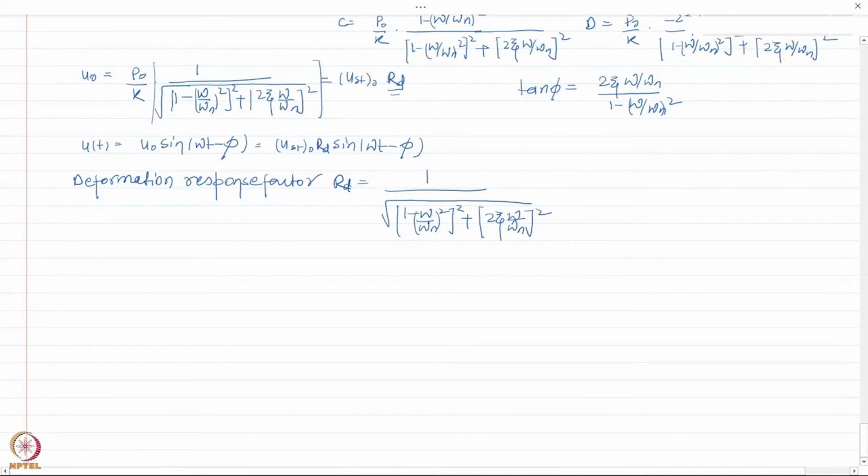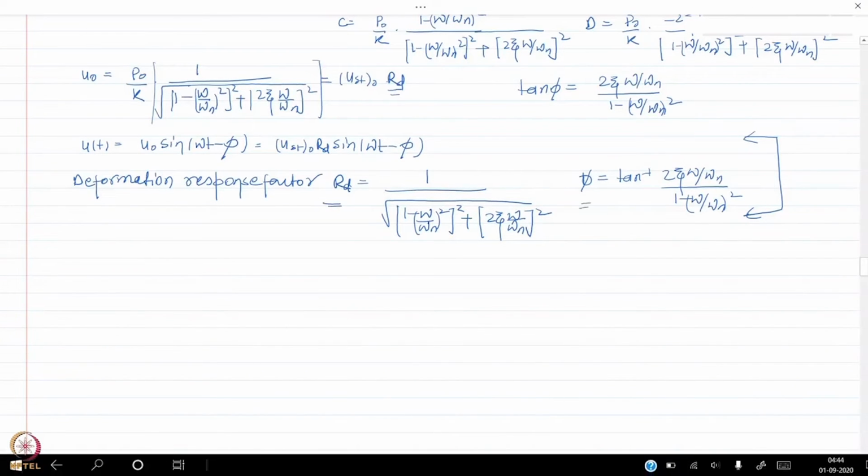Okay, and phi is called the phase angle, which is nothing but tan inverse of the expression, again squared. Okay, so this you basically need to understand. This is the expression for u(t), and the expression for the deformation response factor and the phase angle.